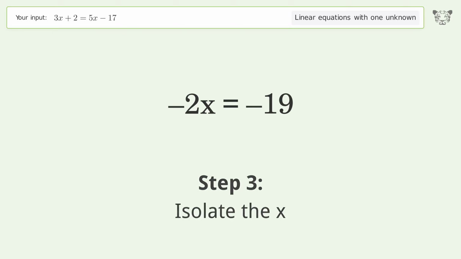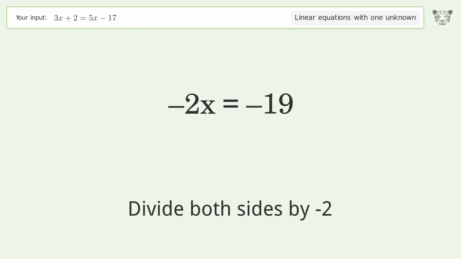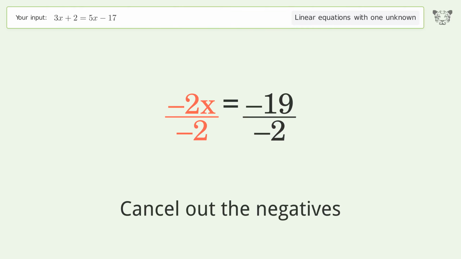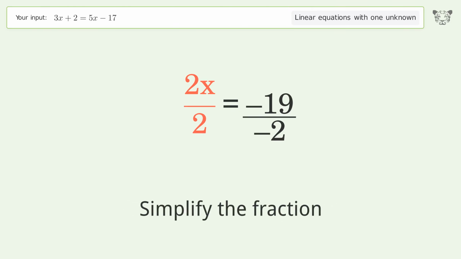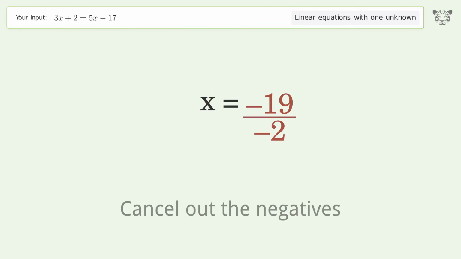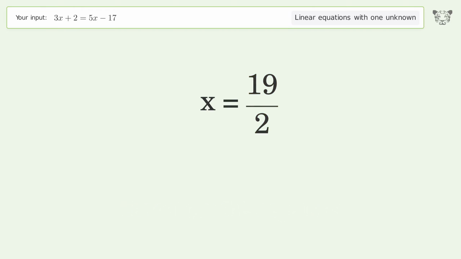Isolate the x. Divide both sides by -2. Cancel out the negatives. Simplify the fraction. Cancel out the negatives. And so the final result is x equals 19 over 2.